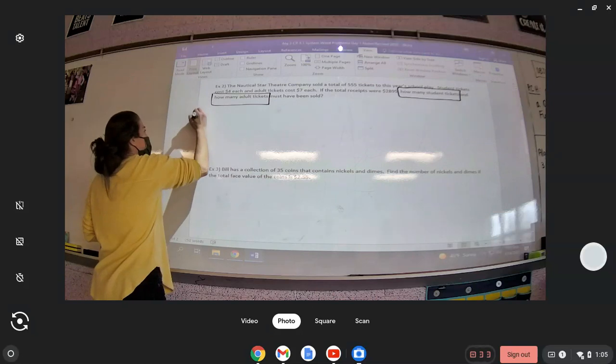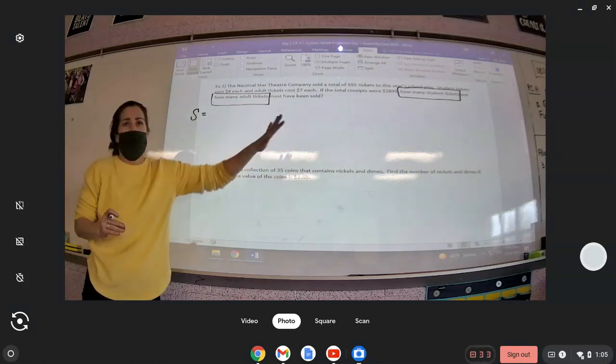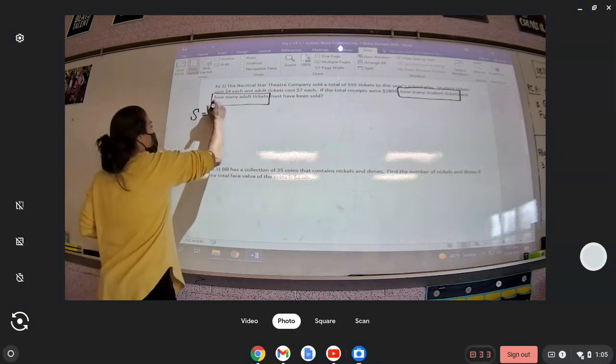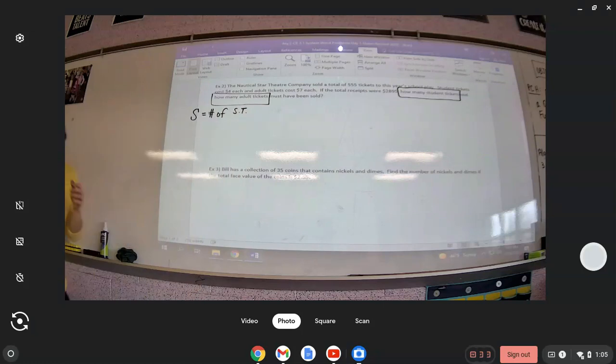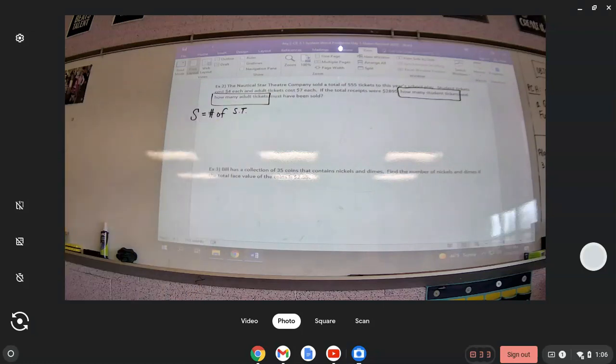All right, so we're going to let S, and this is important, represent how many student tickets. So it's going to represent the number of student tickets. It doesn't represent the price of a student ticket. It represents the number of those tickets that sold. So that's going to equal the number of student tickets. Got it. Well, then they asked us to find how many adult tickets must have been sold. So what would be a good variable to represent the number of adult tickets? A. Perfect.